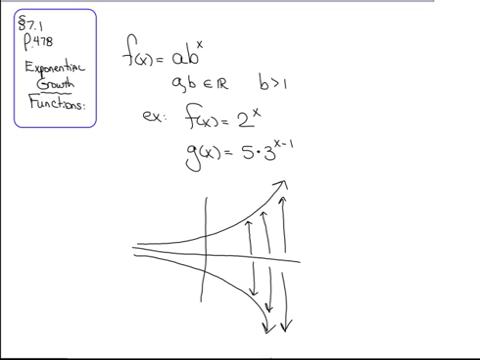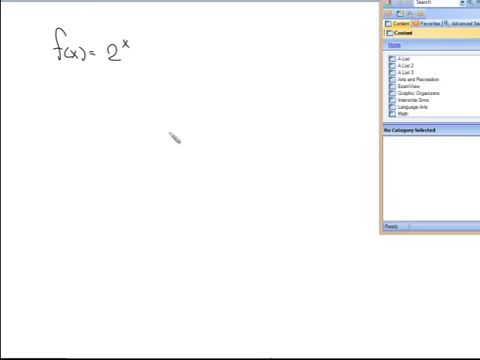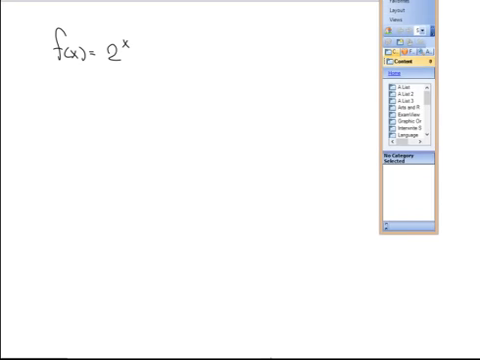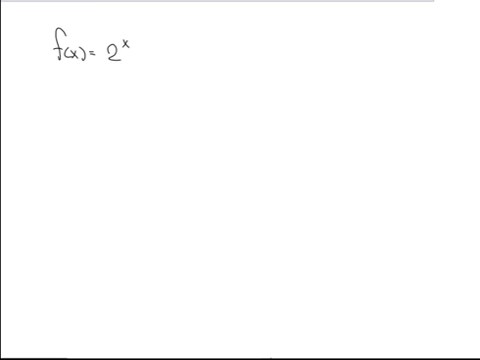So let's take a look at a very simple one, such as f of x equals 2 to the x power. What we're going to do is graph this. Move this off to the side here. To graph this, we're just going to make a t-chart, and I'm going to plug in some points: 0, 1, 2, -1, -2.